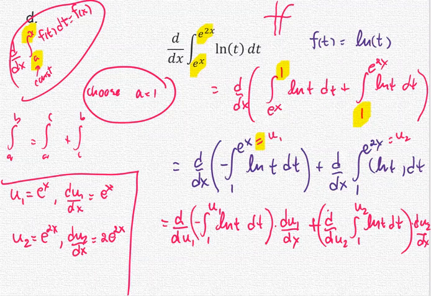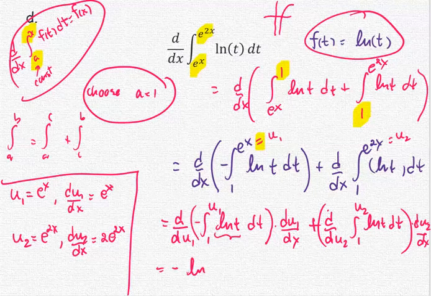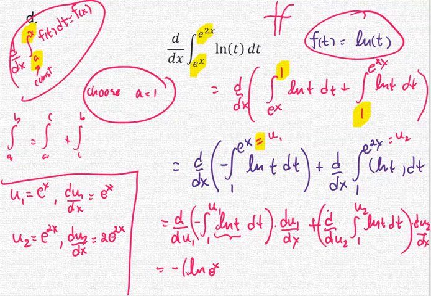So the first one now becomes, since the function is natural log t, we're going to replace t with u1, and u1 is e to the x, so it becomes natural log of e to the x, and then multiply by du1 dx, which is e to the x. I put parentheses because I don't want you to get confused between the e to the x here and the e to the x here, because the first e to the x goes together with the natural log.